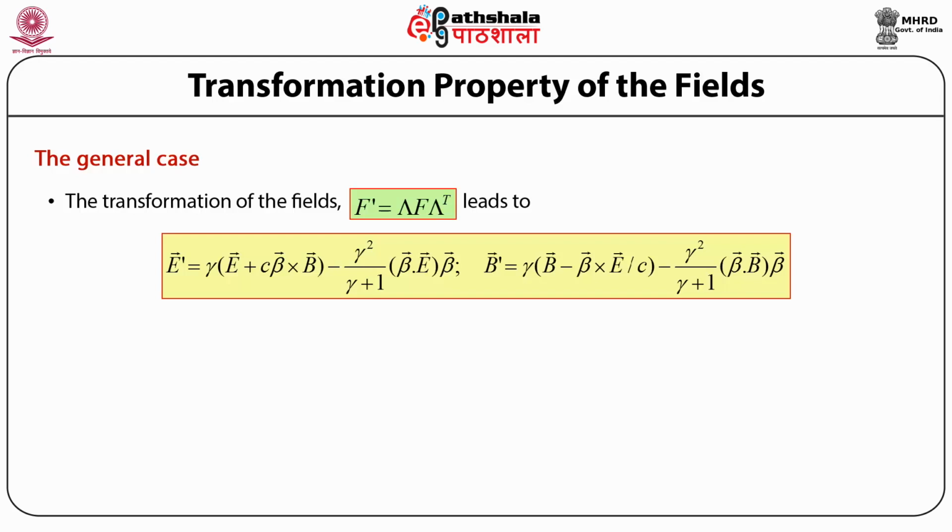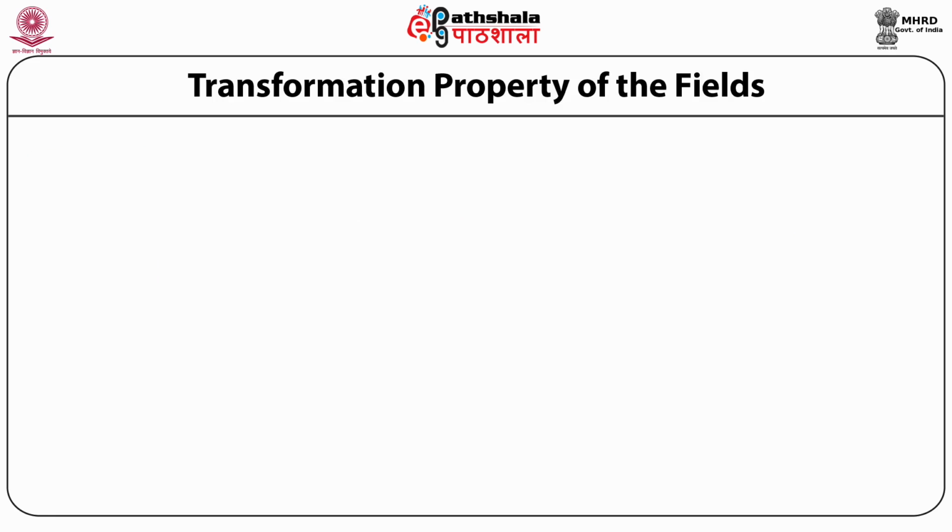is equal to gamma times bracket open vector B minus cross product of vector beta with the electric field vector E by C bracket close, minus gamma square by gamma plus 1 whole times the dot product of the vector beta with the magnetic field induction vector B whole times vector beta. Transformation property of the fields.